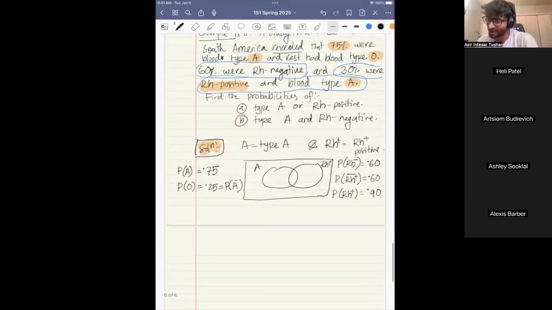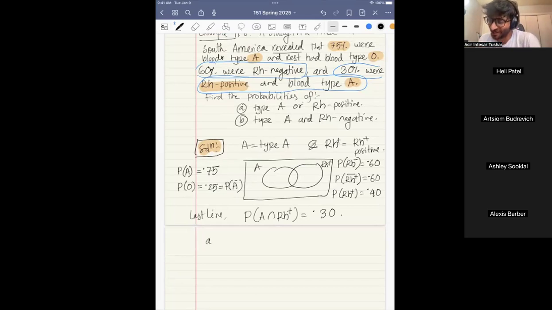Now, what else do you have? The last line: 30% were Rh positive and blood type A, together. It's a lot of information, but we can tackle it one by one. So if I take the intersection of them, Rh positive and A, we get 0.30 from the last line. Okay, these are all the information from the prompt.